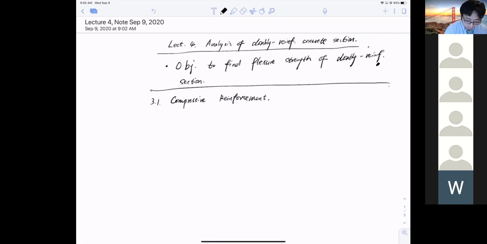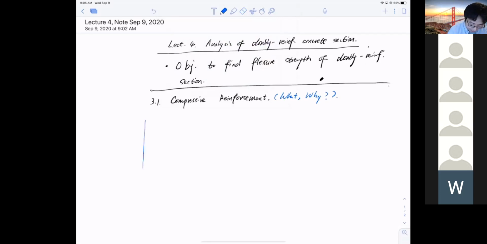So the first question we're going to answer here, the first target, is what is this doubly reinforced section and why do we need it? I mean, if singly reinforced gets the job done, why do we need a doubly reinforced section? So let's take a look at it.